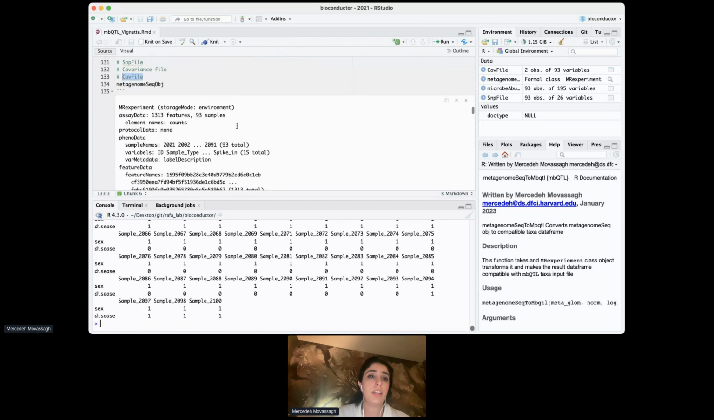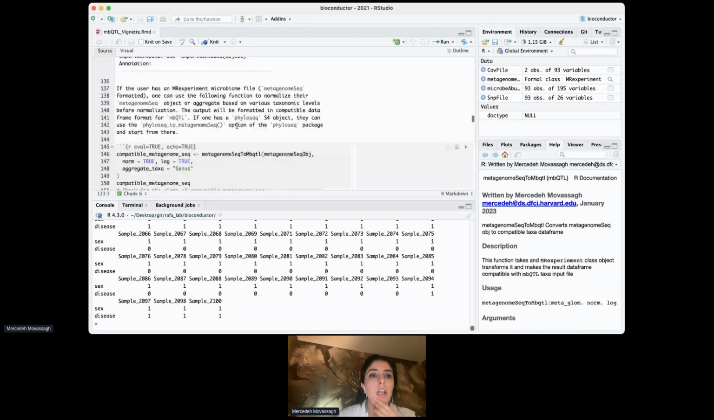And then this is just the MR experiment object. That is a metagenome-seq object. I'll explain to you as I go down, but you don't have to stick with metagenome-seq. You can use phyloseq as well. I have functions that are adaptable to that if you don't want to use log normal distributions.